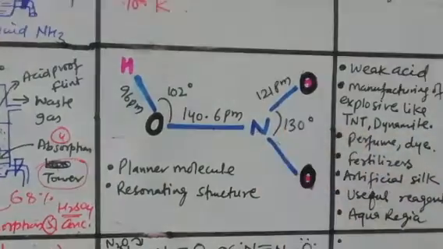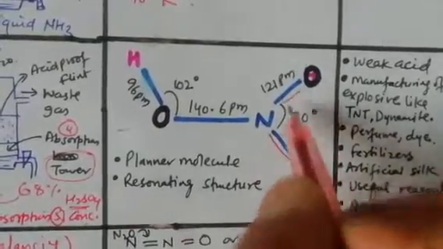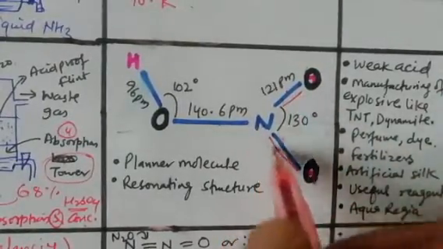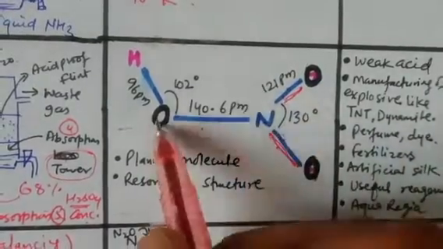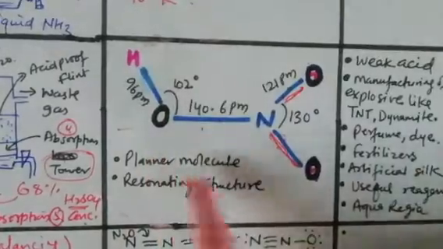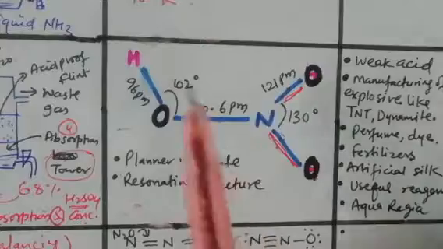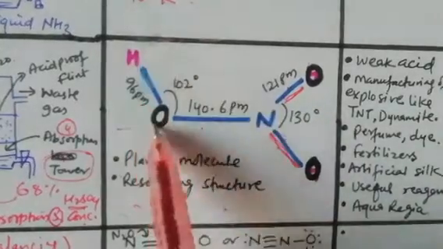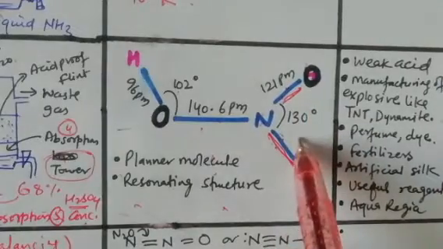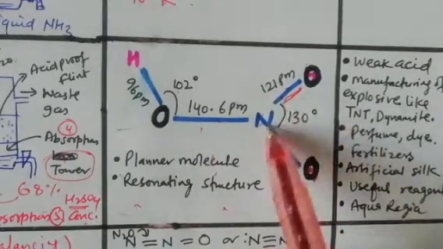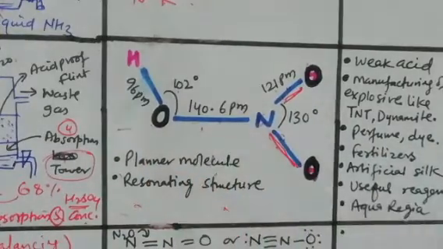If you make the structure of HNO3, 1 N and 1 H and O3, the N has 5 electrons. So once again, you can see here 1 2 3 4 bonds with oxygen, 3 bonds with oxygen, and the oxygen is sharing with hydrogen. In this way it gives a planar molecular structure, and it also shows a resonating structure. The bond angle HON is 102 degrees, ONO is 130 degrees, the bond length between N and oxygen is 121 pm, and the other nitrogen oxygen bond is 140.6 pm.